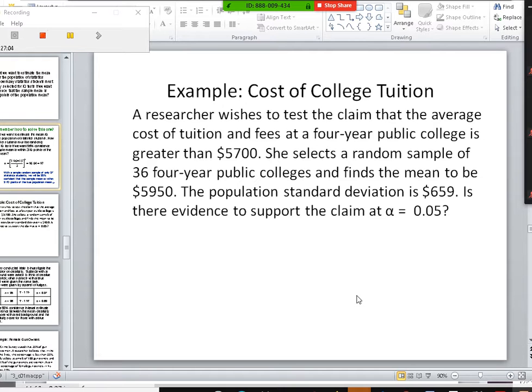A researcher wishes to test the claim that the average cost of tuition and fees at a 4-year public college is greater than $5,700. She selects a random sample of 36 4-year public colleges and finds the mean to be 5950. The population standard deviation is 659. Is there evidence to support the claim at alpha 0.05? Wait, 10 seconds, everybody go.